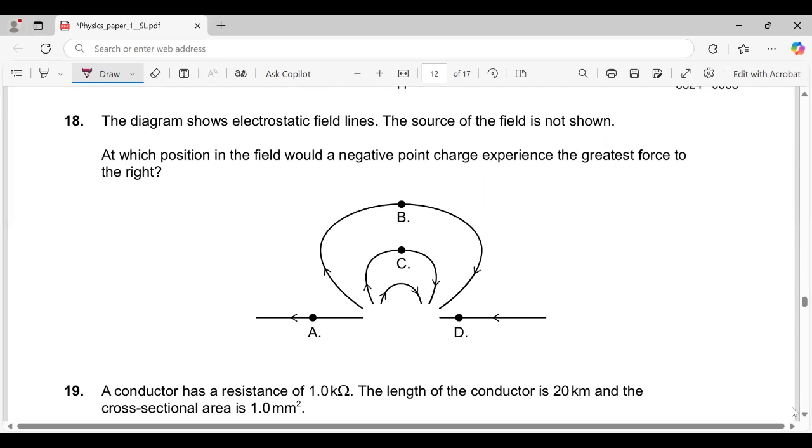The diagram shows electrostatic field lines. The source of the field is not shown. At which position in the field would a negative point charge experience the greatest force to the right?